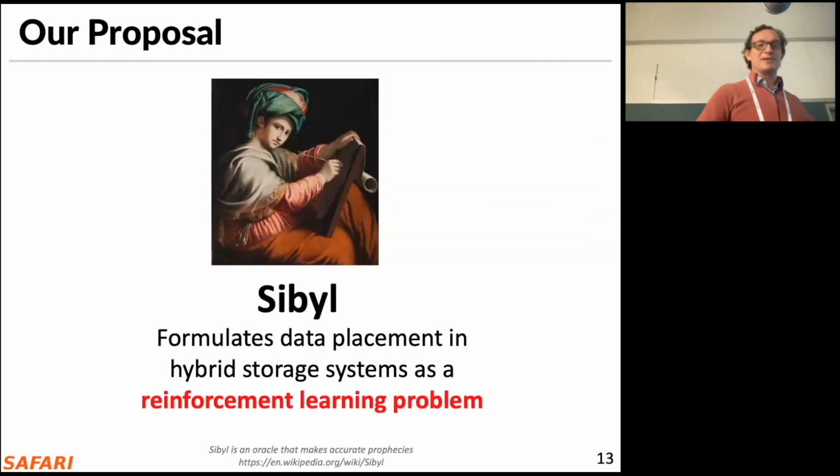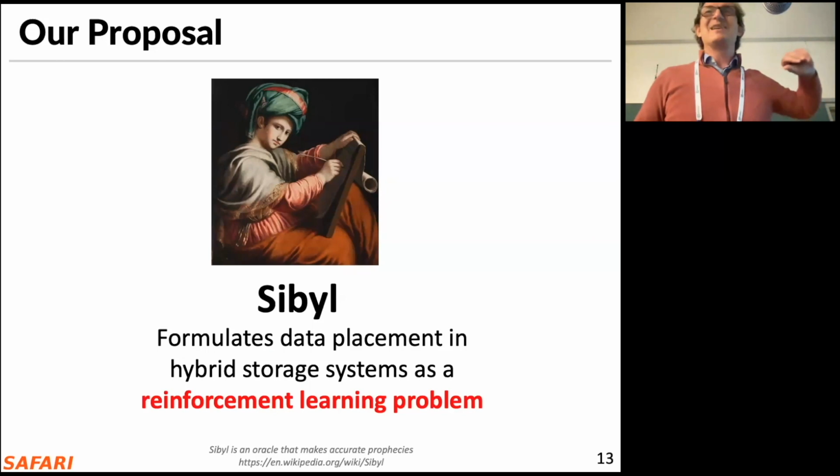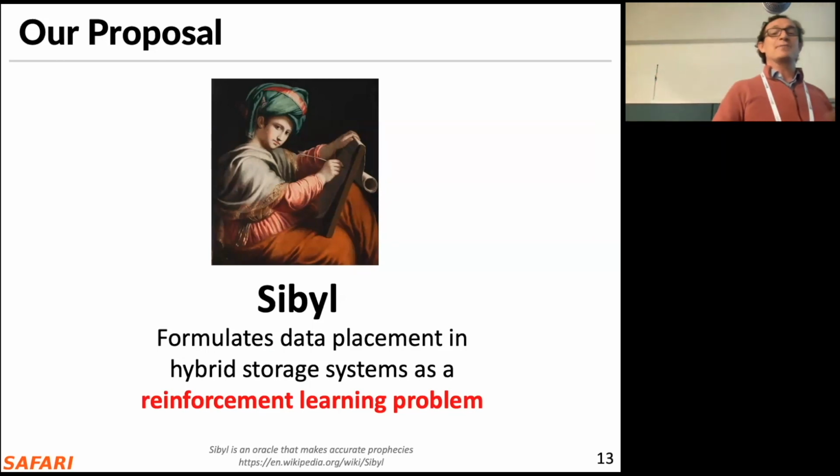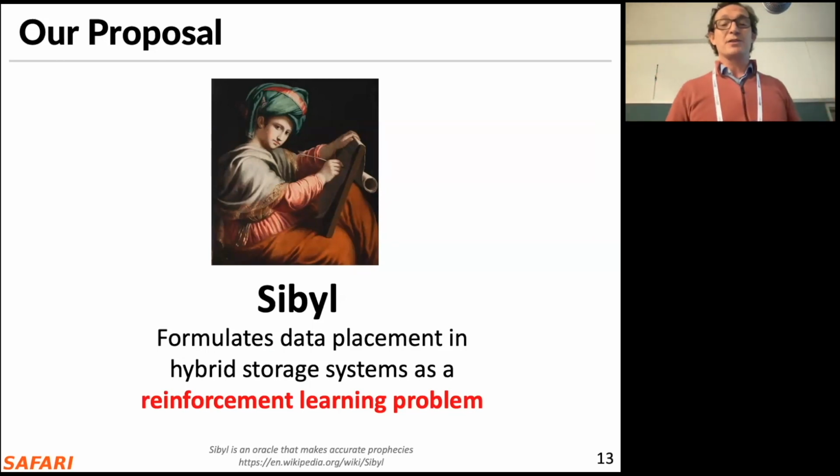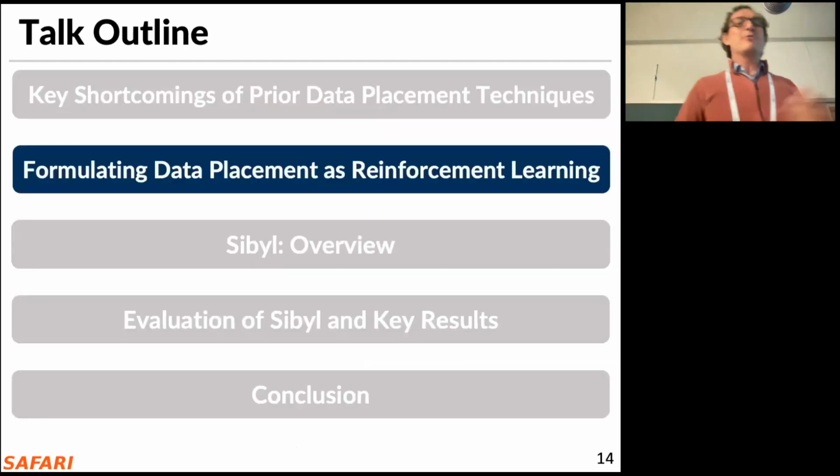So our proposal is Sibyl, based on this picture. The idea is to formulate data placement in hybrid storage systems as a reinforcement learning problem. Sibyl, by the way, is an oracle that makes accurate prophecies. We want to approximate that oracle. So how do we formulate this problem?